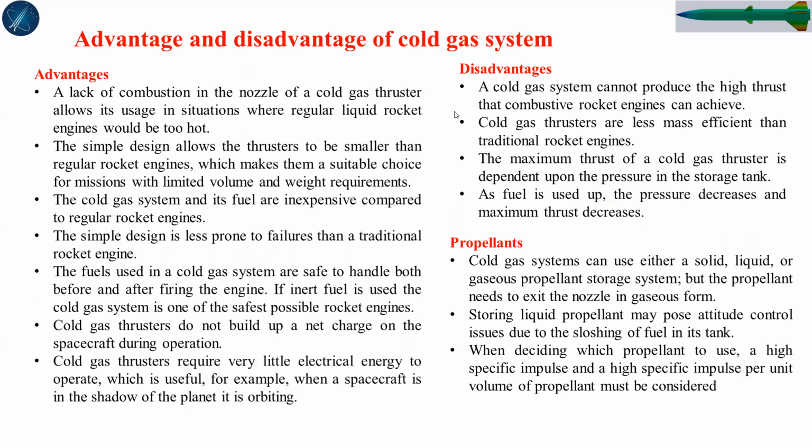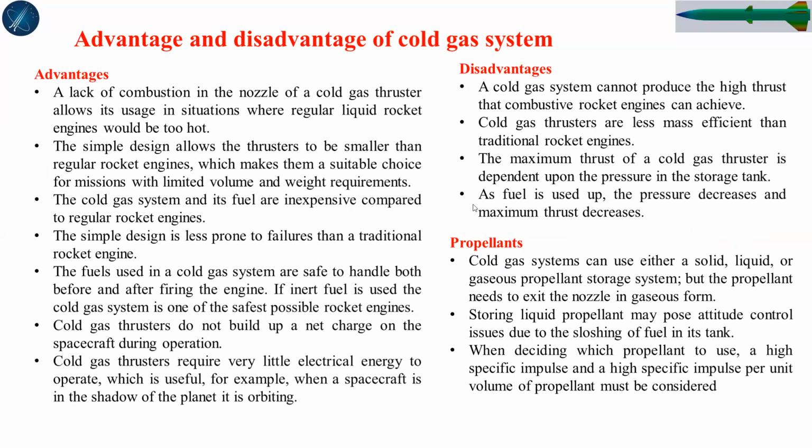Advantage and disadvantage of cold gas system. The advantage is a lack of combustion in the nozzle of the cold thruster, which allows its use in situations where regular liquid rocket engines would be too hot. The main advantage is its very simple construction, and it is the cheapest kind. Since the 1960s, people have used this type.